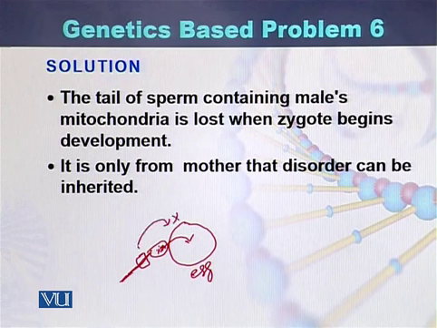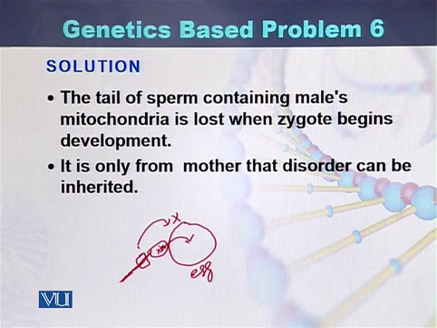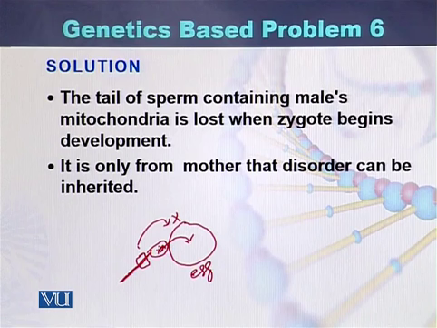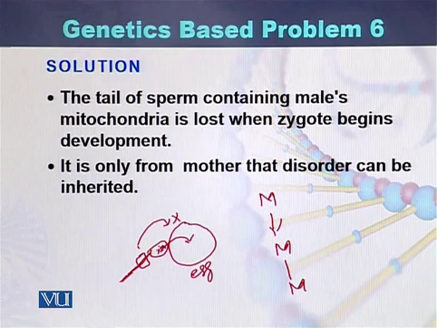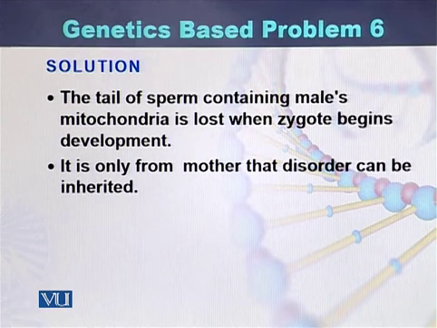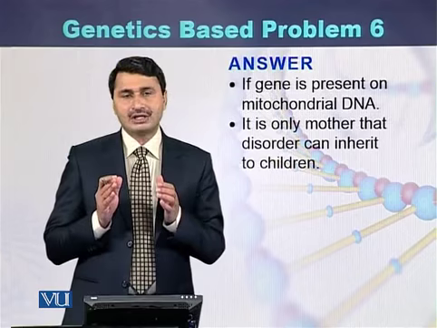enter into the egg. So in case of those genetic disorders which are due to the mitochondrial DNA, because the mitochondria is inherited from the mothers, from mother to next mother and to the next mother, the mitochondria is not inherited through the fathers. So in this case, the gene would be present on the mitochondrial DNA.